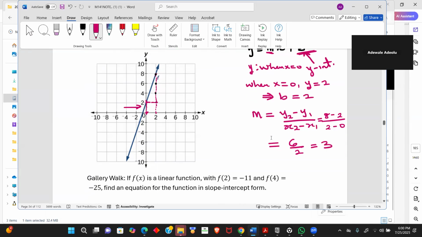Now, I can write the equation of that line. Therefore, the equation of the line is y equals 3x plus 2, because the slope is 3 and the y-intercept we have is 2. So that is the equation of that line.